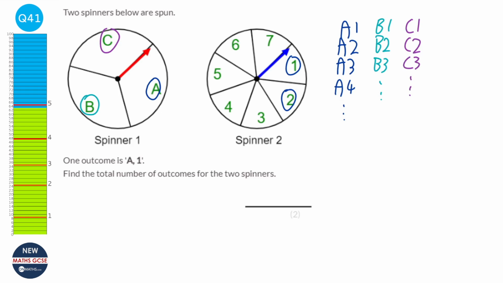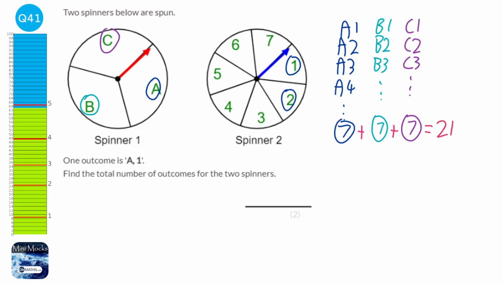So how many combinations are there with A? Well, there's going to be 7 because there's 7 numbers. How many with B? Well, there's also going to be 7. And how many with C? Well, there's also going to be 7. So in total, there's going to be 7 plus 7 plus 7, which is 21. And the way I can work that out easily is work out how many combinations there are with spinner 1. Well, there's 3. How many combinations are there with spinner 2? 7. And we just times the two together. 3 times 7 is 21.